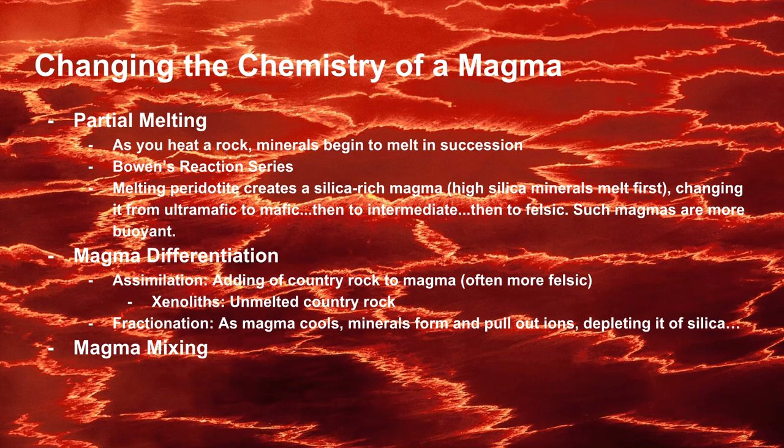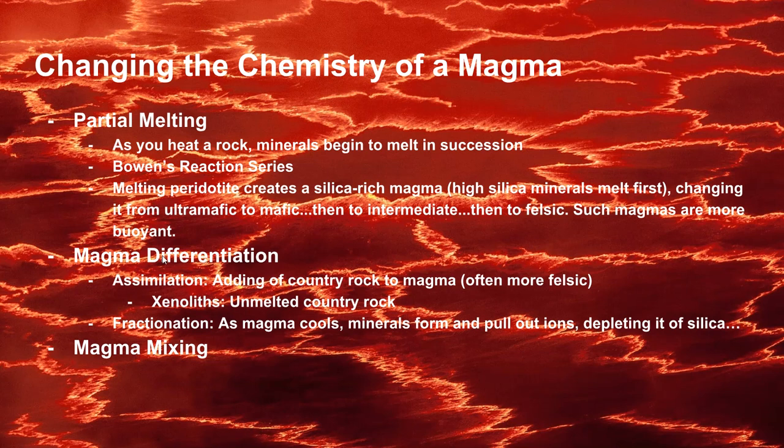As that happens, the minerals in the rocks melt in a particular order based on their mineralogy. We'll get to this more in a second, but the quartz will melt first, followed by muscovite and potassium feldspar and so forth. When you do that, you enrich the magma in silica. This is according to Bowen's reaction series. Again, we'll get to that in a second.